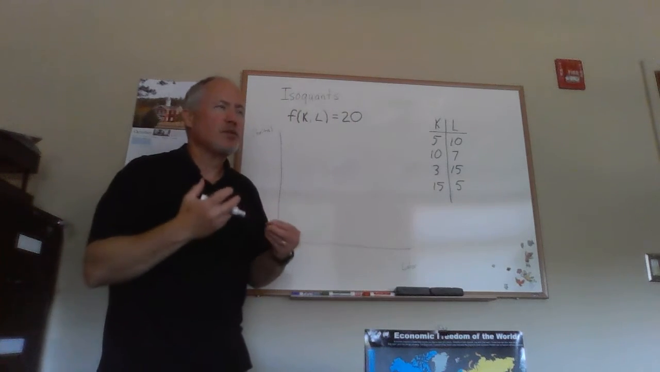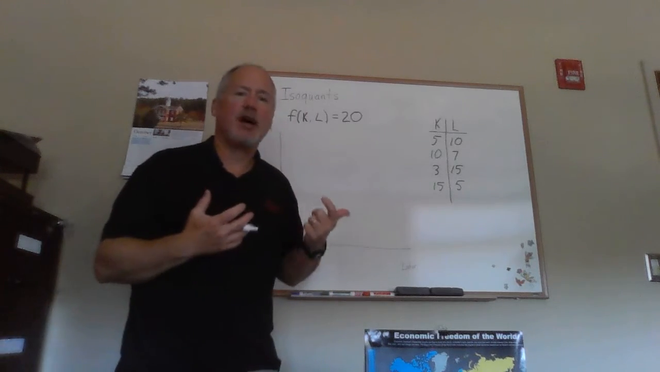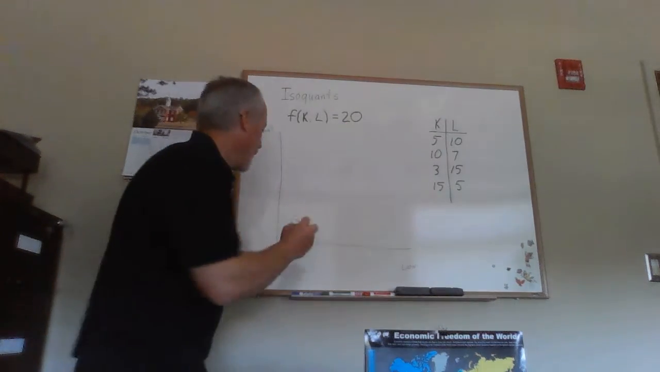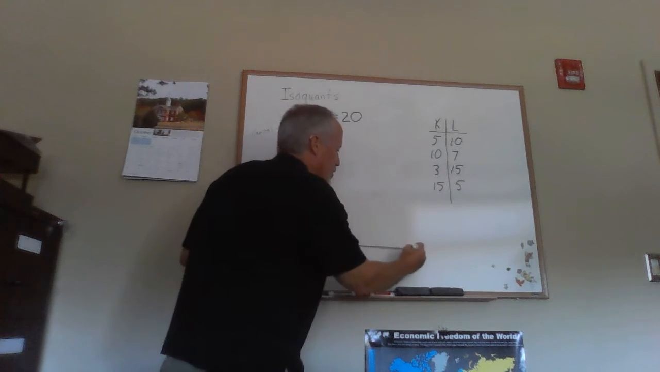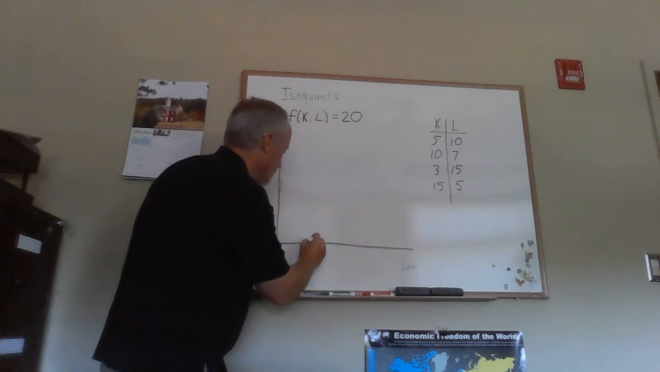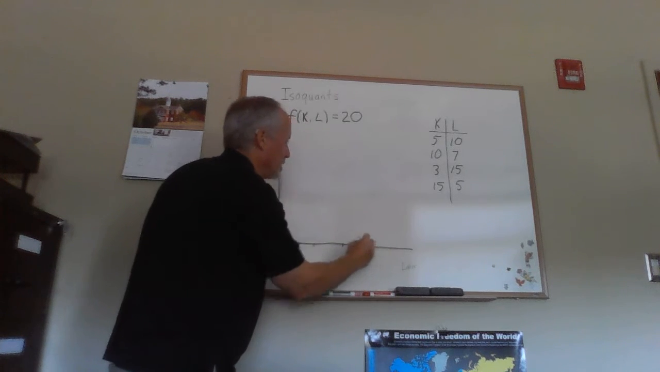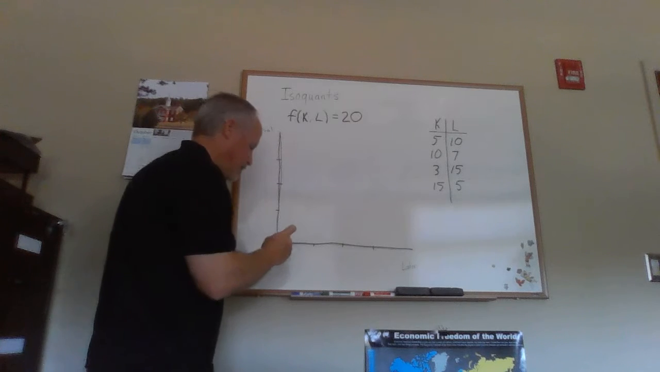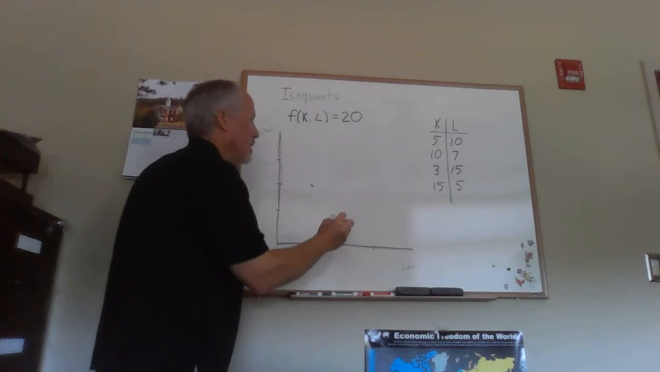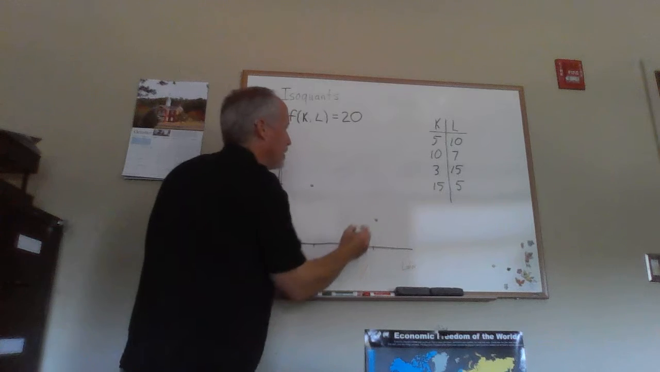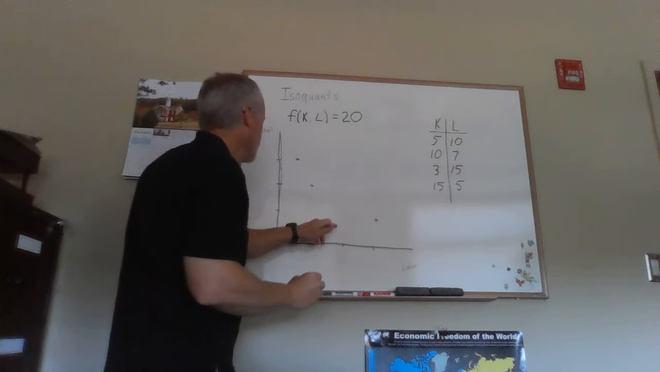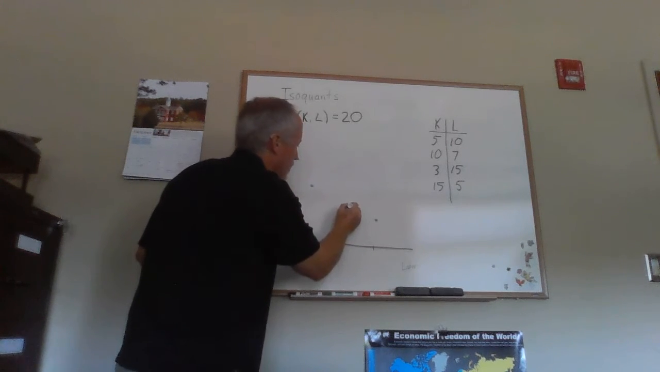And so what you'd want to do is talk to your production managers and think about all the different combinations of capital and labor that would allow you to produce 20 units of output. And once you have that, you can just go ahead and graph it. So I got some numbers here, and I'll try to graph it relatively accurately. So we have 5 and 10. And we got 15 and 5. We'll graph that there. And 3 units of labor and 15 capital. And 10 units of labor and 7 capital. We have something like this.